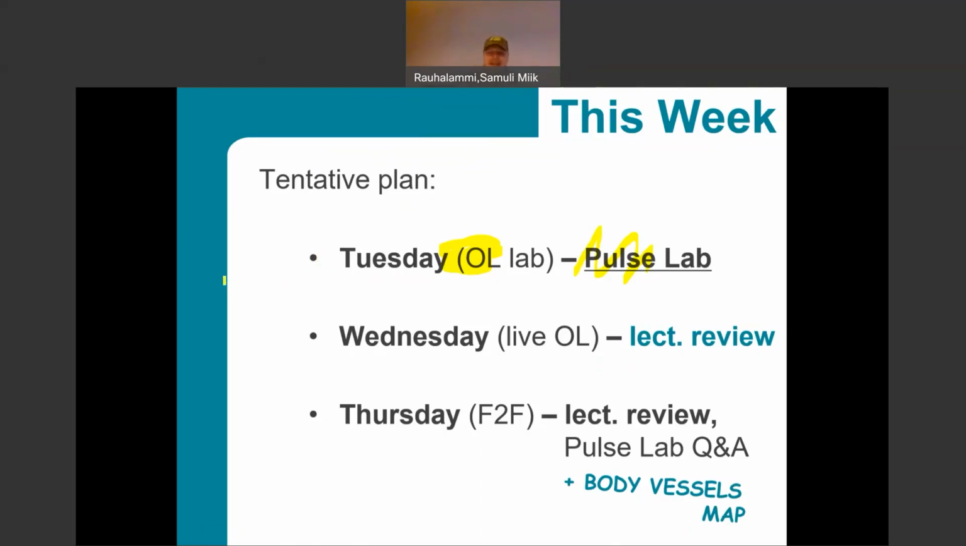Then on Thursday, we get to meet again face-to-face, something that I'm really excited for and looking forward to. We'll wrap up any empty parts or loose ends regarding the chapter content or the Pulse Lab. I also have a rather fun project for us where you get to apply the anatomy of the major blood vessels by preparing a map of what really matters. So that's the plan for this week.